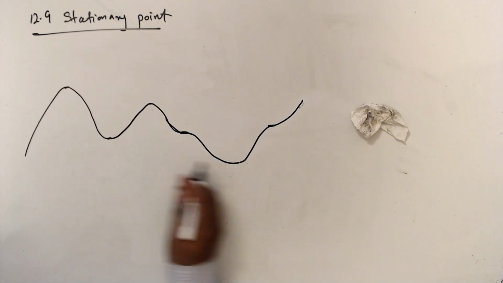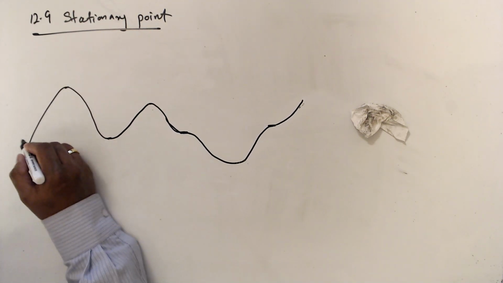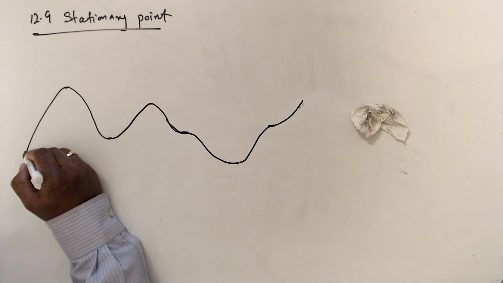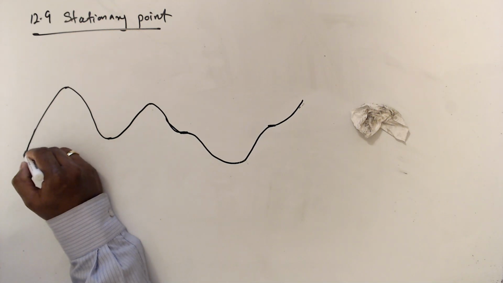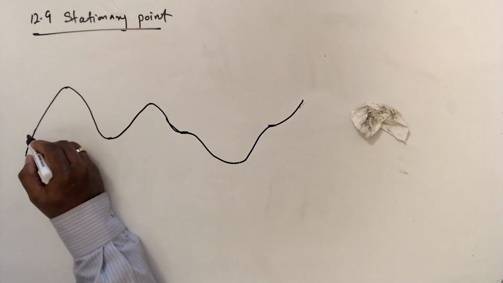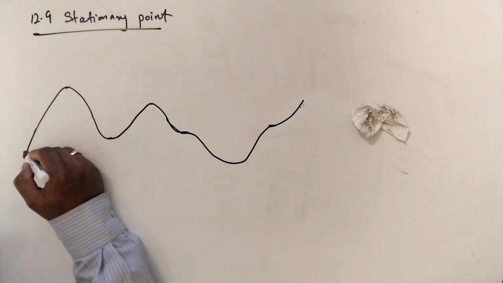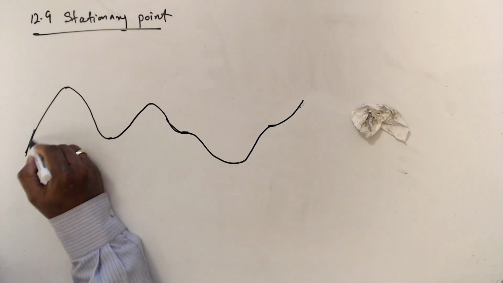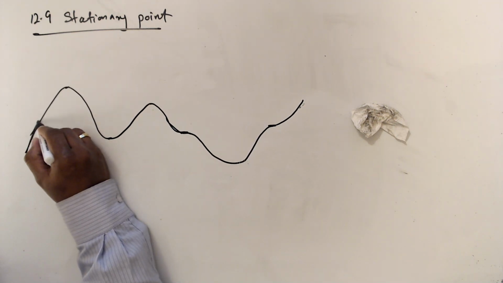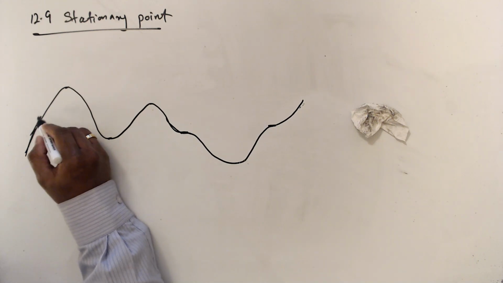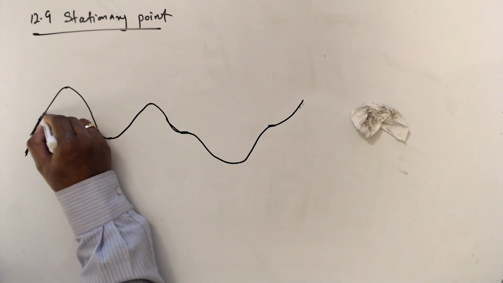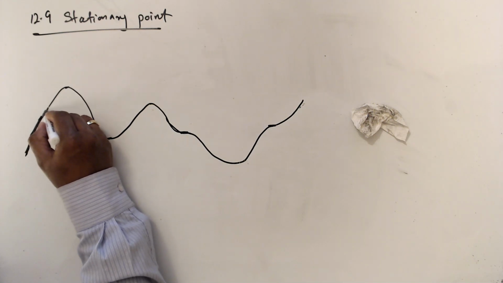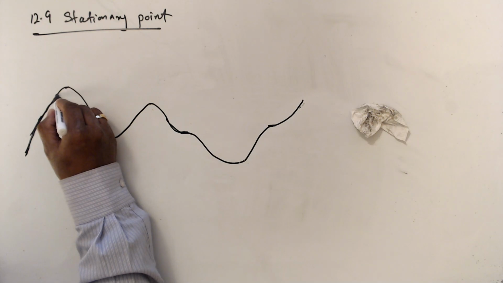Now when you look at this curve, you can see that in here the curve is increasing. How do you know the curve is increasing? If you find the gradient at any point, you can see the gradient is positive. So up to here, the curve is increasing.